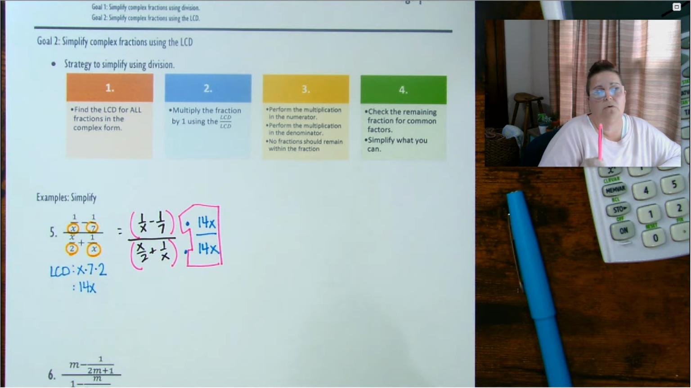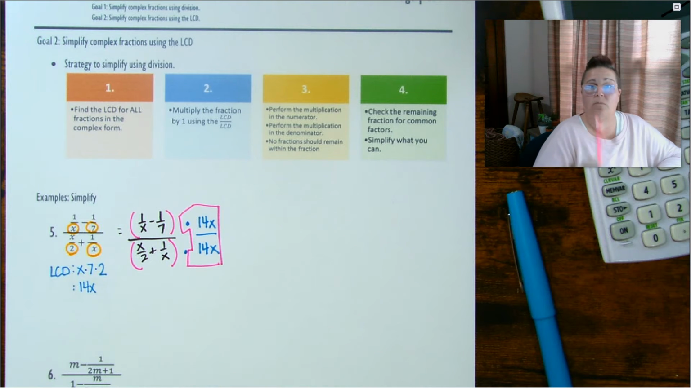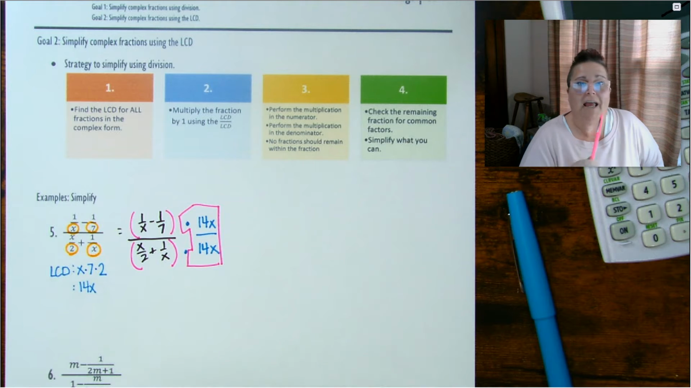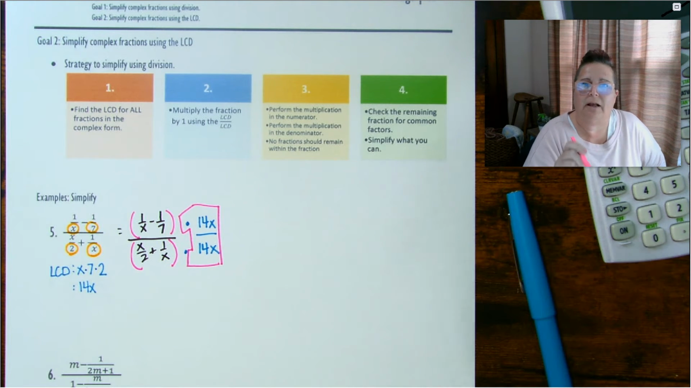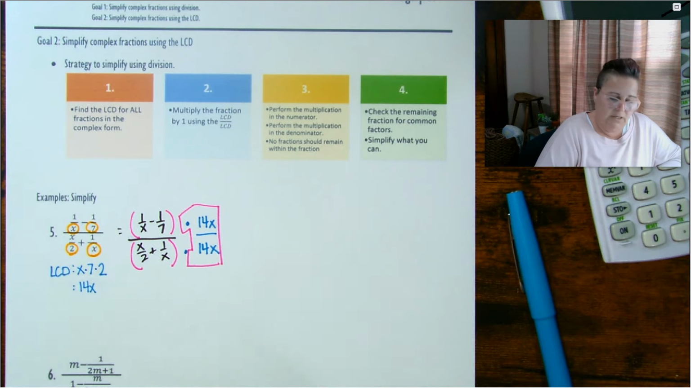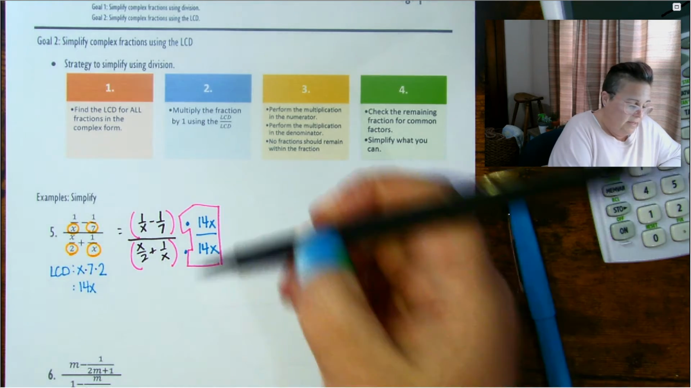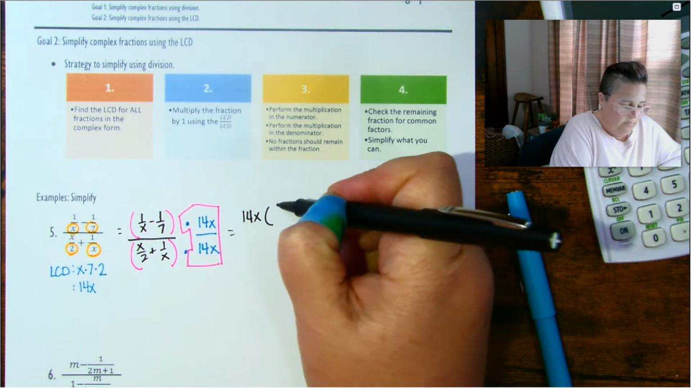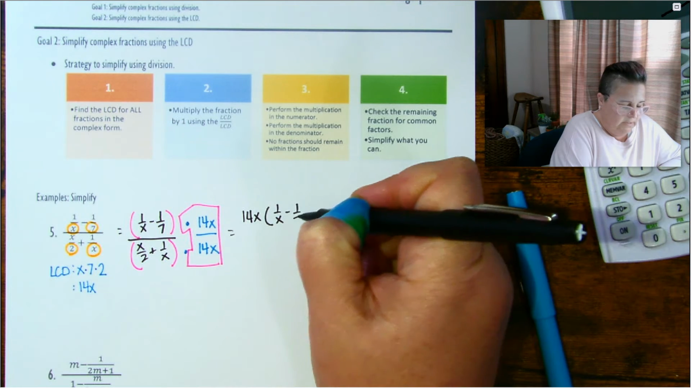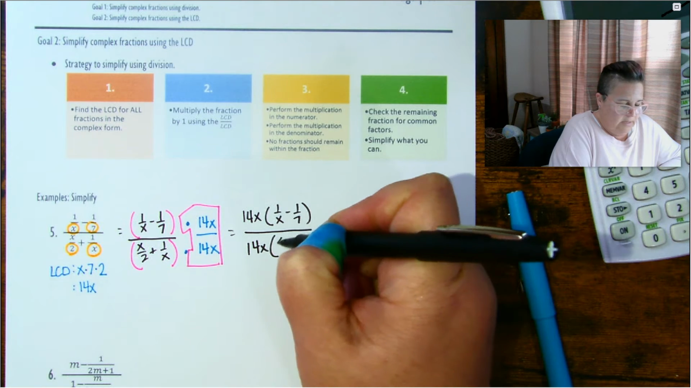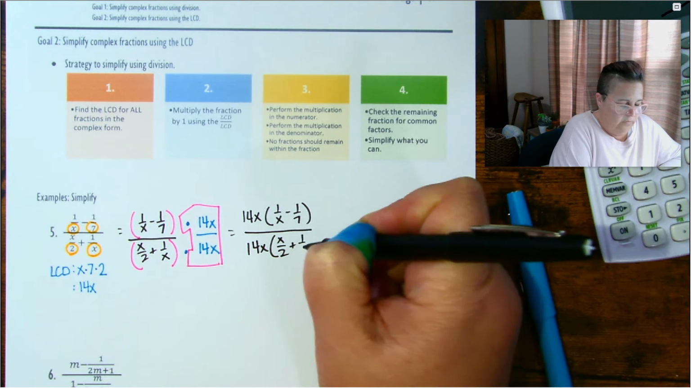change the value. I sometimes say it's like when your mother calls you by 3 names. You know you're in trouble. She hasn't changed your internal value, but she's told you something about how she's feeling, right? Somehow you got into trouble. So we're going to do the same thing here. This is going to equal 14x times 1 over x minus 1 over 7 over 14x times x over 2 plus 1 over x.